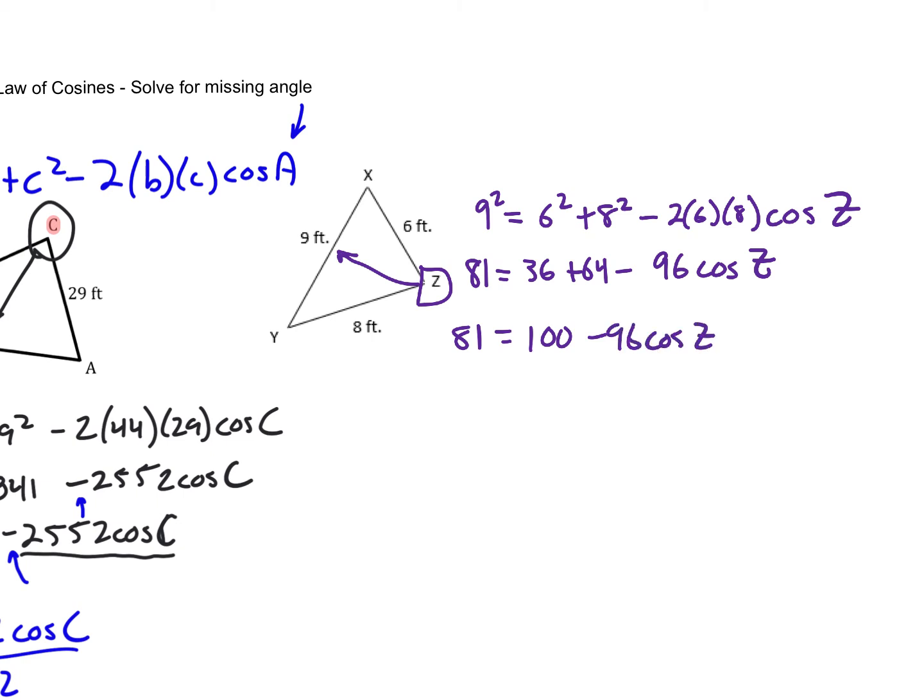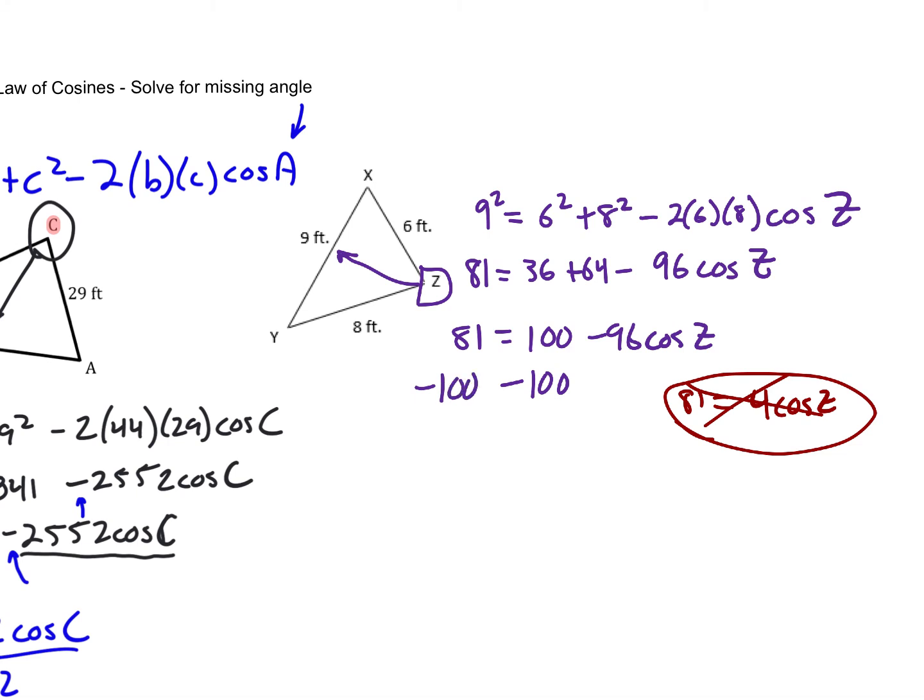And be very, very careful. Do not write the next wrong statement, which a lot of kids will write: 81 equals 4 cosine of Z. That's going to be wrong. I can't do that. What I need to do is subtract 100 from both sides. So 81 minus 100 is going to be negative 19 equals negative 96 cosine of Z. So then divide by negative 96.